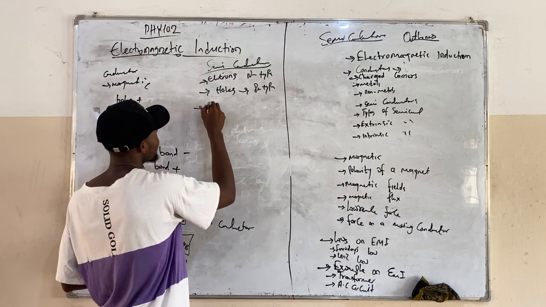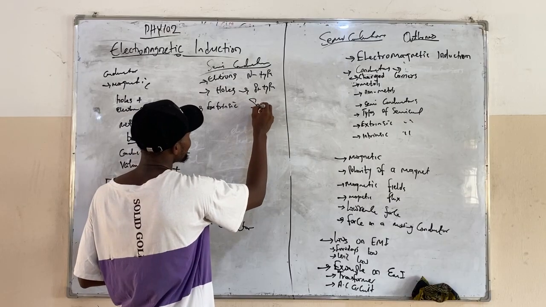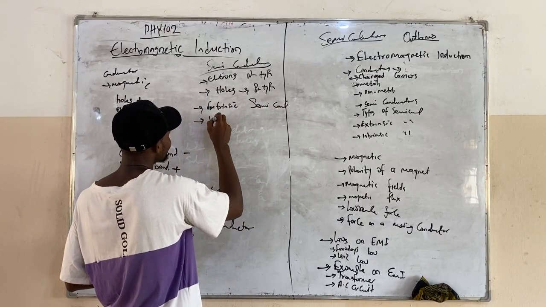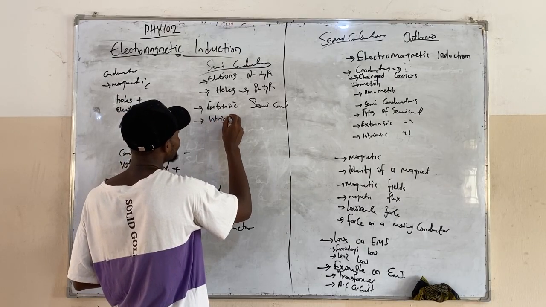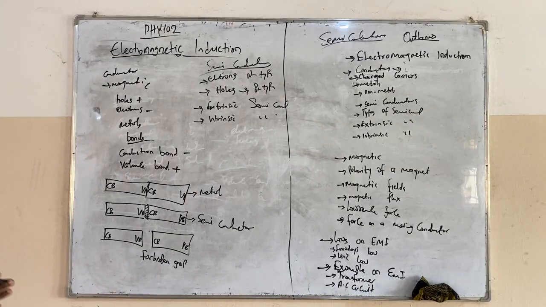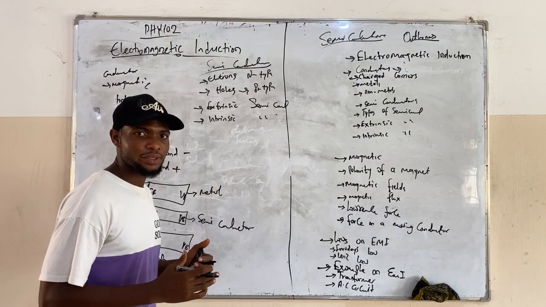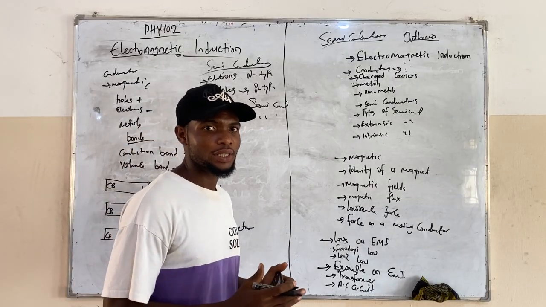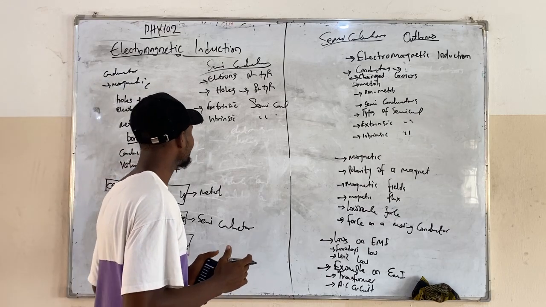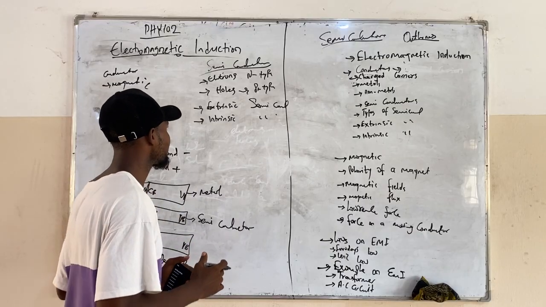We have the extrinsic semiconductor and the intrinsic semiconductor. Extrinsic semiconductors are semiconductors that have impurity. They have more impurity content than the normal threshold.